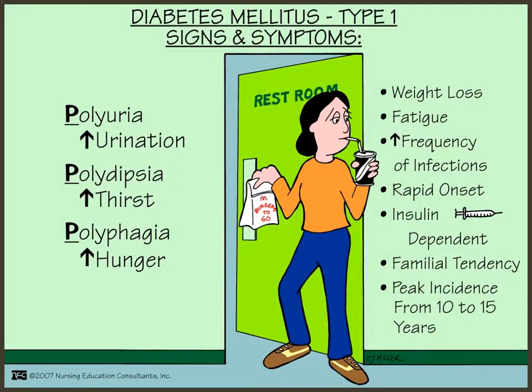This image provides the clinical manifestations that are associated with type 1 diabetes mellitus. These clinical manifestations are polyuria, polydipsia, polyphagia, weight loss, fatigue, increased infection frequency, rapid onset, insulin dependent, familial tendency, and the peak incidence is from 10 to 15 years of age.